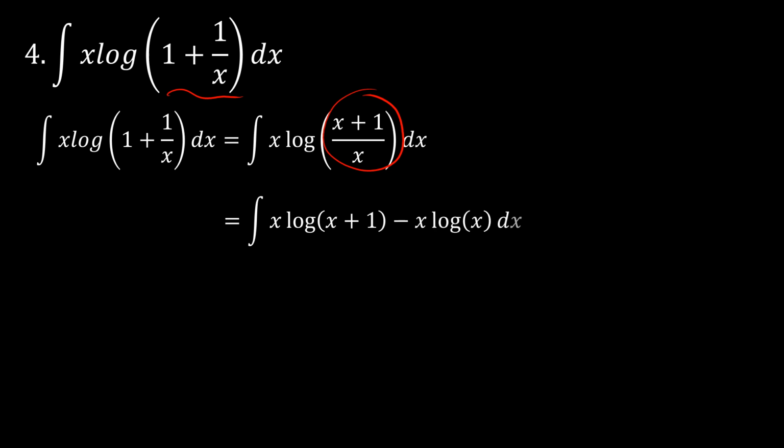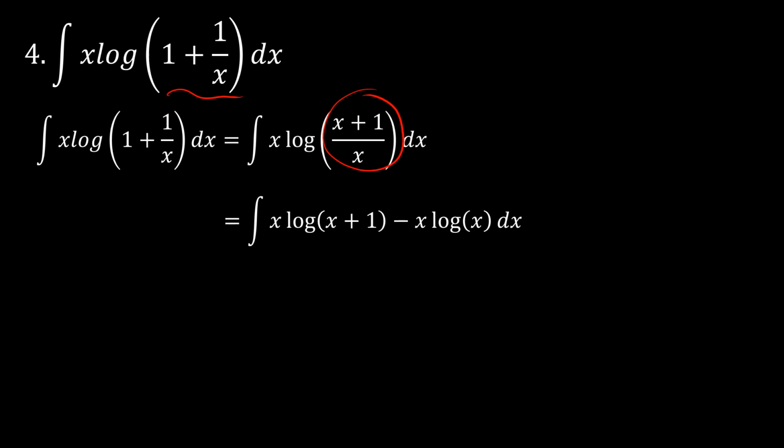That means the quotient within the log function is the same as the difference of the logs of both the numerator and denominator. So this log of (x plus 1) over x is the same as log of (x plus 1) minus log of x. So multiply x across, and so we have the integral of x times the natural logarithm of x plus 1 minus x times the natural logarithm of x.